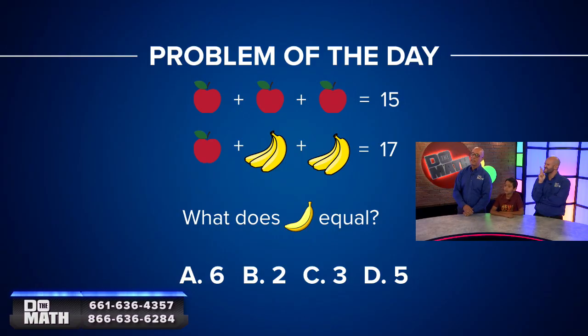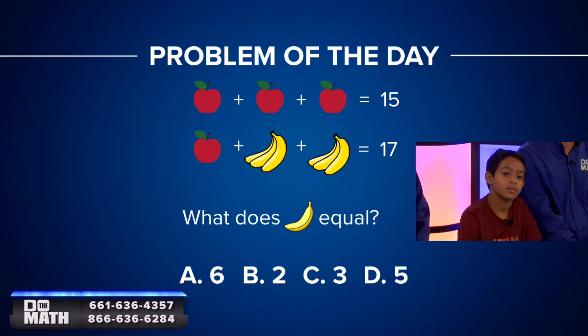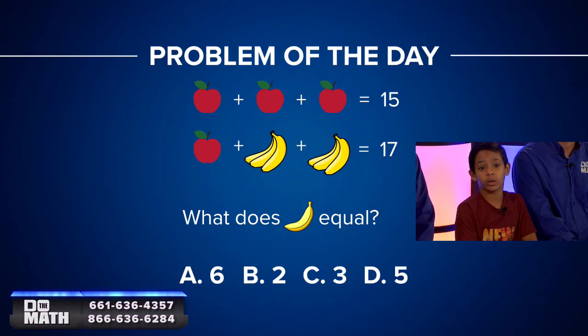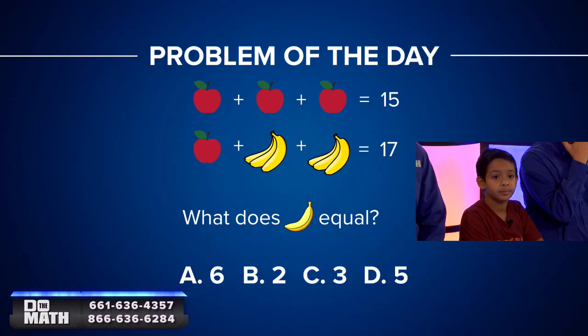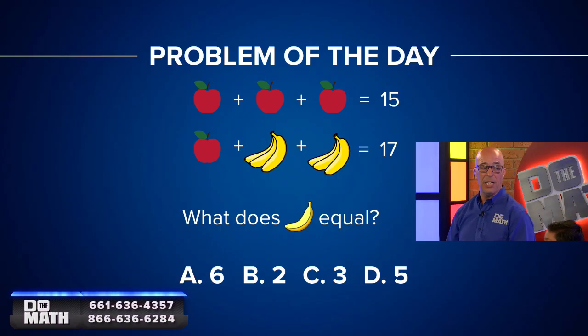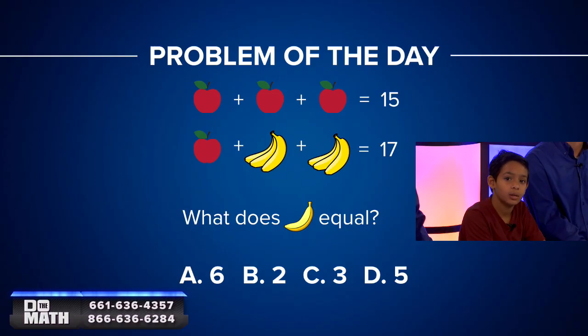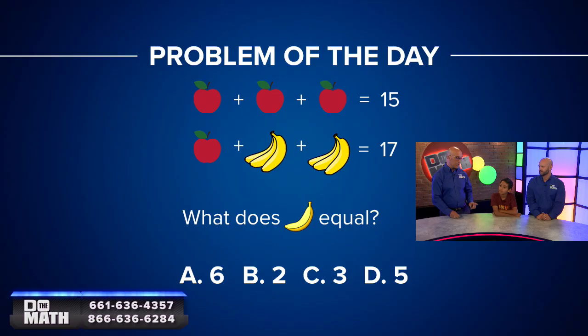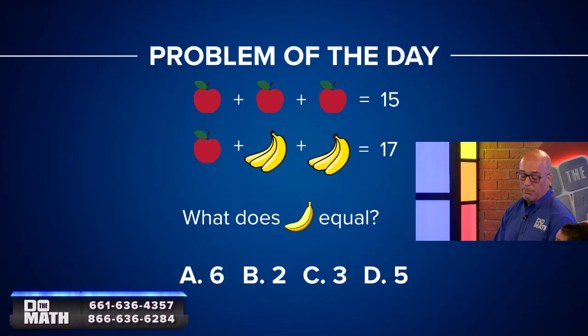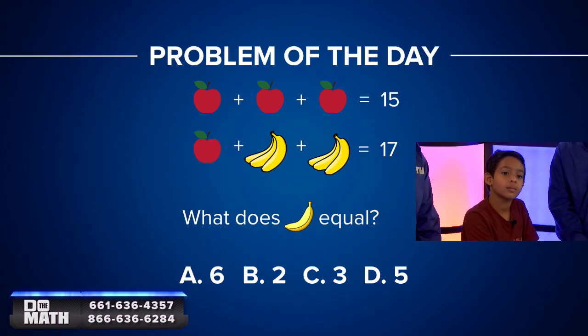Now taking a look at the problem that we have with the 2 sets of bananas, what does the question say? What does it ask us? It's asking us what the banana is. Right, so does it say what do the bananas equal or what does banana equal? What does banana equal? Okay, now that's something that you need to pay attention to because what does a banana equal is different than what does a bunch of bananas equal. Does that make sense to you?